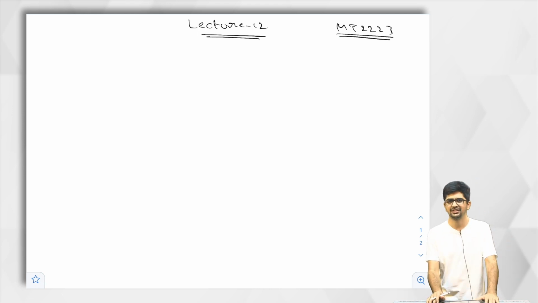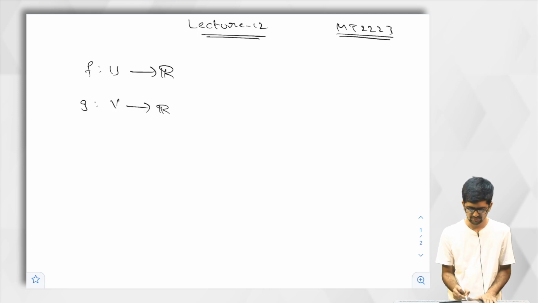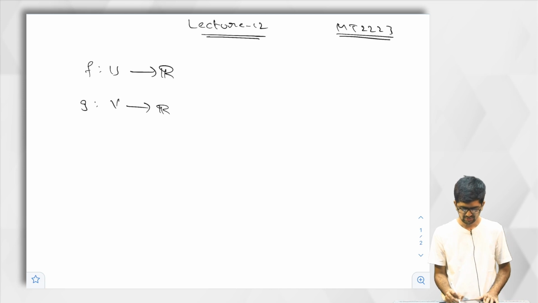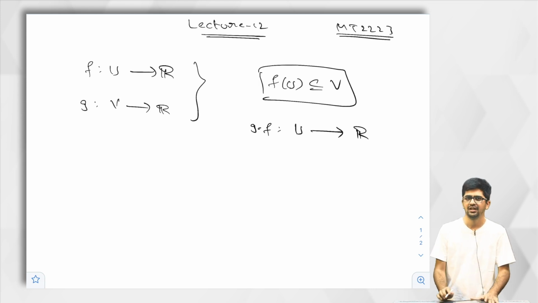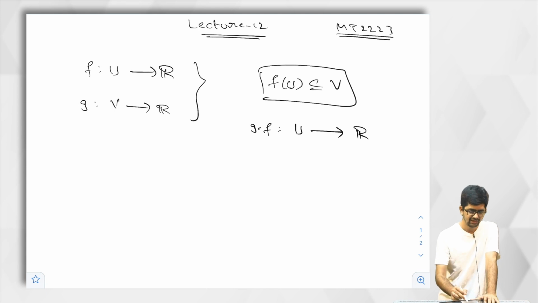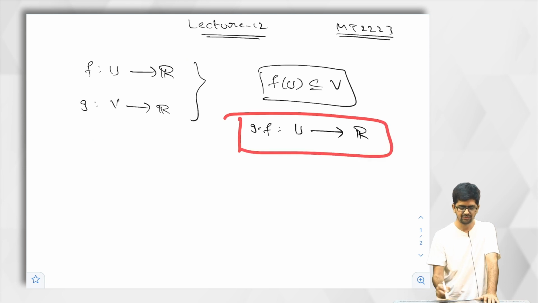So, in the last session we ended with the following observation. Suppose we have two functions, f from U to R and g from V to R, such that f of U is a subset of V. Then these data along with this condition give a map g compose f from U to R. Then I said, if these two are continuous functions, this implies this is a continuous function.